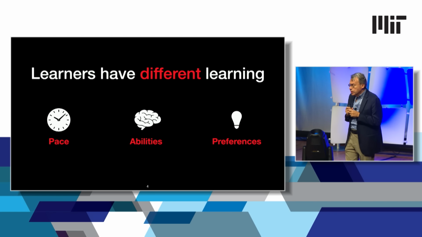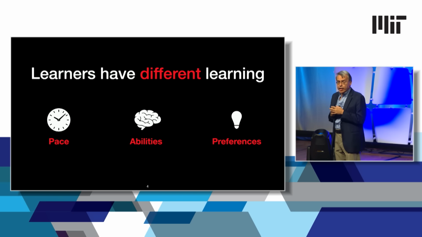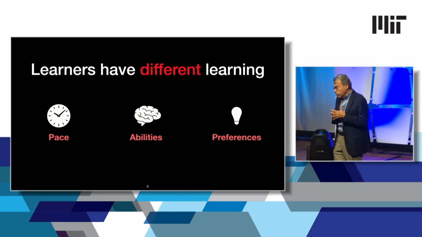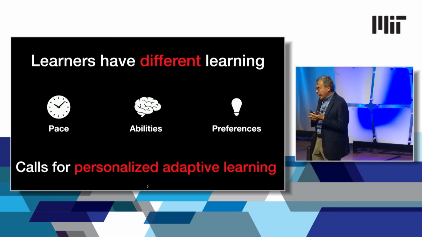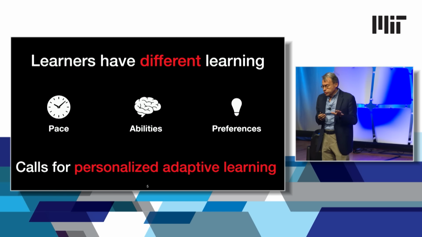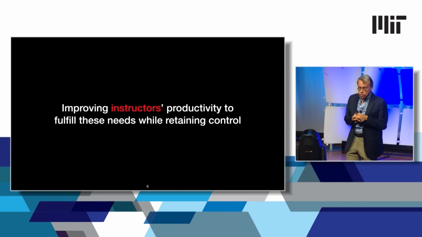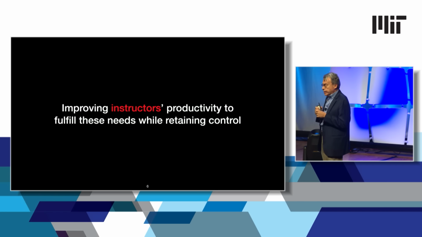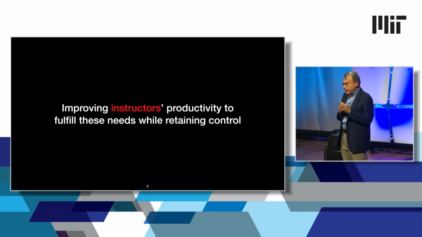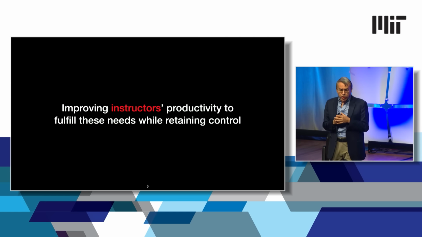First motivation. Also, learners have different learning pace, abilities, and preferences. This calls, naturally, for personalized adaptive learning. This is so far from the point of view of the learners. However, the people who create all the content are professors, teachers. So improving instructors' productivity to fulfill these needs while retaining control is also relevant. And I will show you the progress we have made on all these three areas.